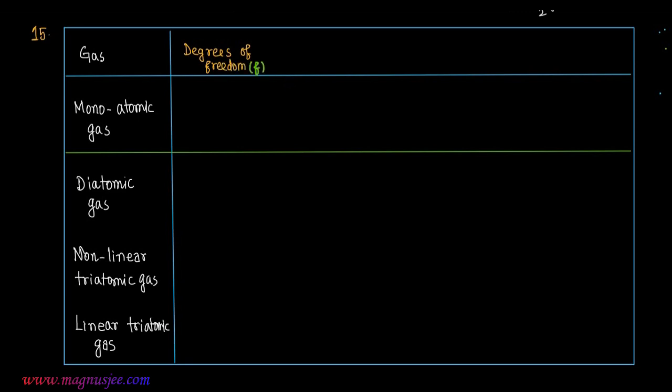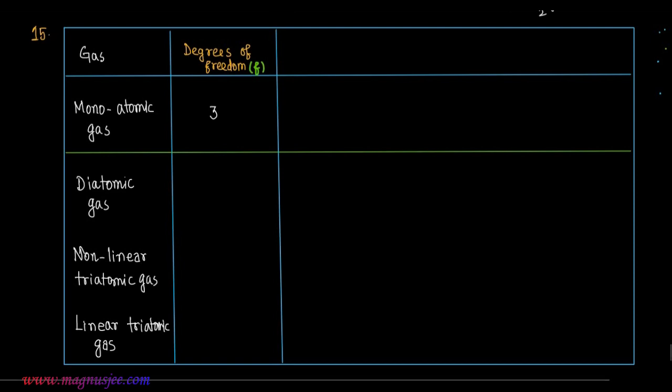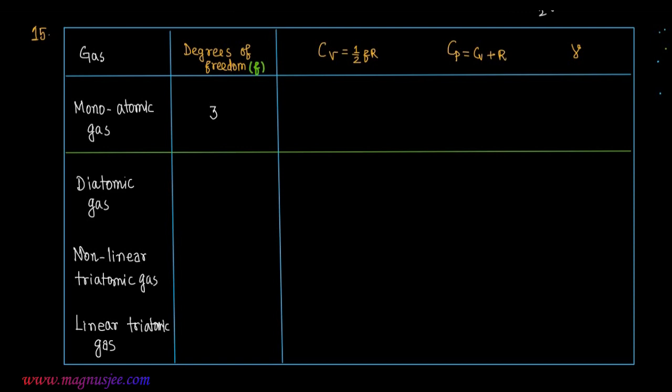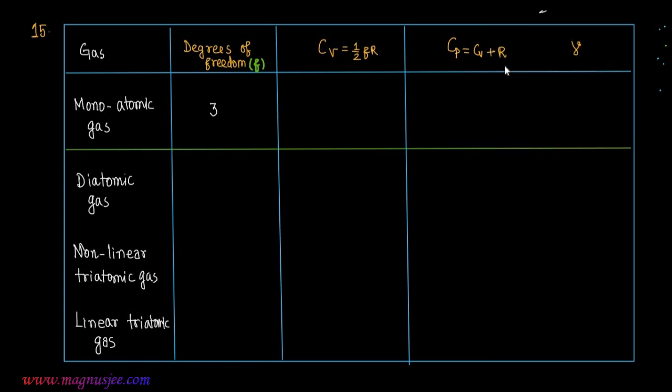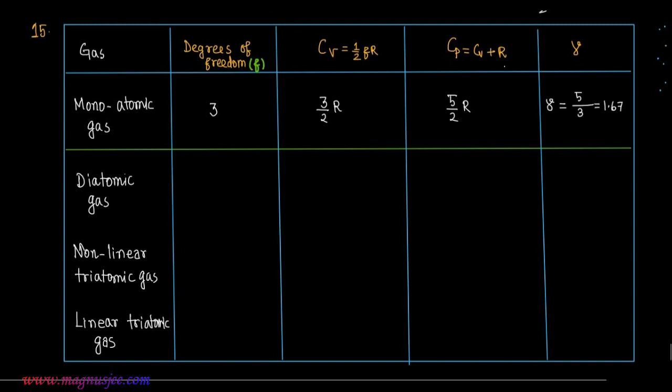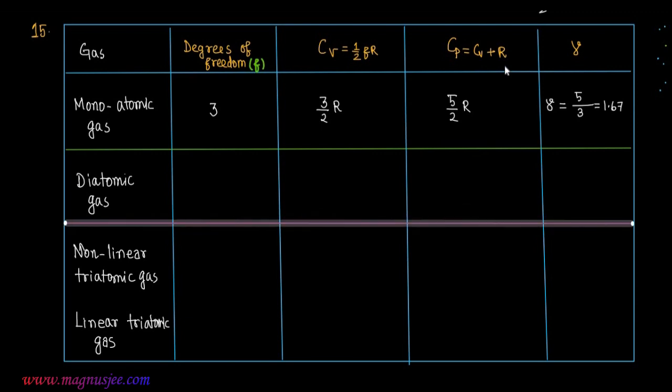The number of degrees of freedom for monoatomic gas is 3. Then we have to know the expressions or values of Cv, Cp and gamma. Cv has the expression half FR, Cp is equal to Cv plus R, and gamma is equal to Cp by Cv. The value of Cv for monoatomic gas is 3 by 2 R, the value of Cp is 5 by 2 R, and the value of gamma is 5 by 3, that is 1.67.